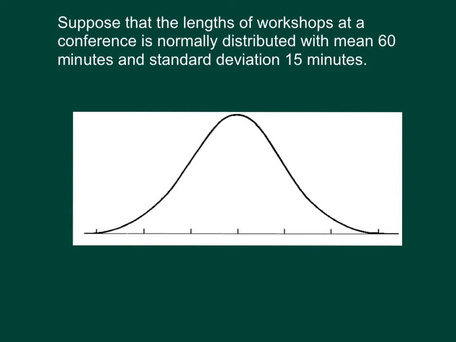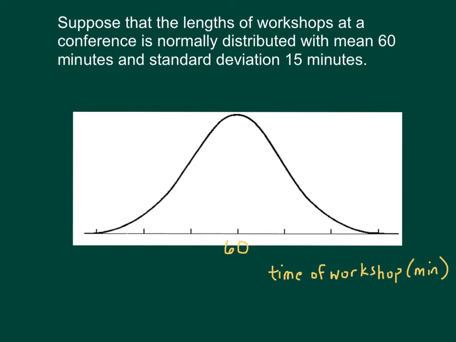Suppose that the length of workshops at a conference is normally distributed with mean 60 minutes and standard deviation 15 minutes. So our data is the time of a workshop in minutes. And since it's normal, I draw the bell-shaped, symmetric, and unimodal curve. And in the middle, I'll have the mean of 60 minutes.